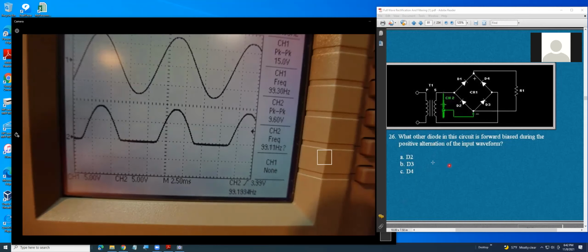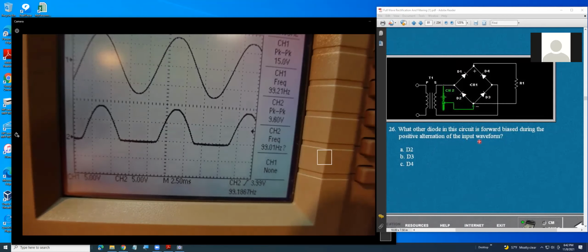D3, correct? That means when you answer right away, you understand how the current is flowing. Yeah, 1 and 3 go together and 2 and 4 go together. 1 and 3 for the positive alternation, and 2 and 4 for the negative.